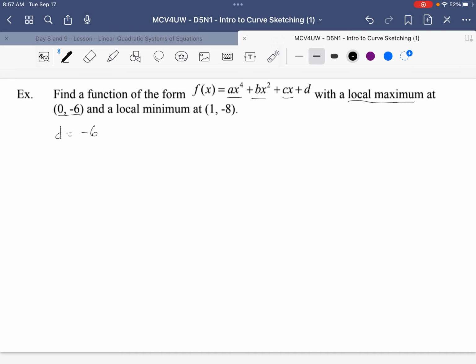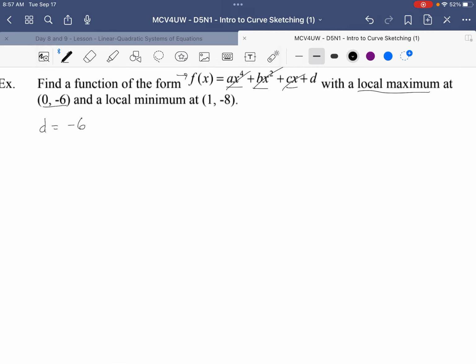Right? Because that's all that would be left in the function. If I plugged in 0, this would be out, this would be out, this would be out, and this value here is -6. That's equal to d. All right, so now I'm going to rewrite my function.